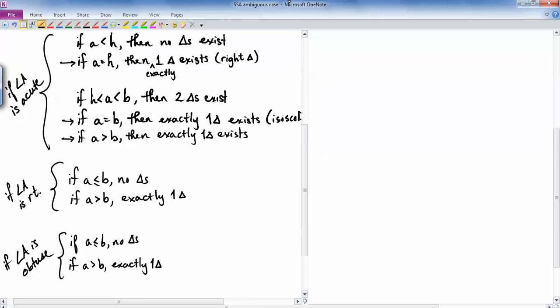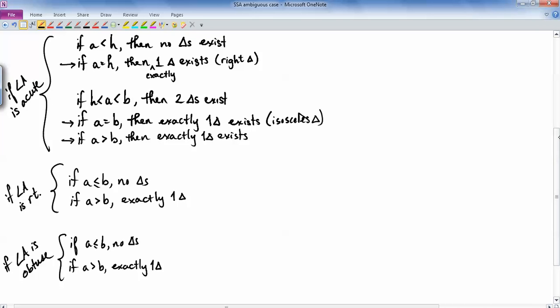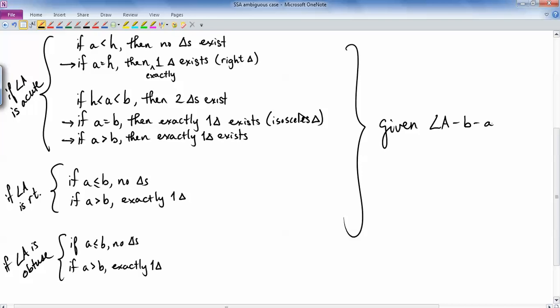Okay, so there's all the main info for given angle A, side B, and side A. Okay, hope that helps.